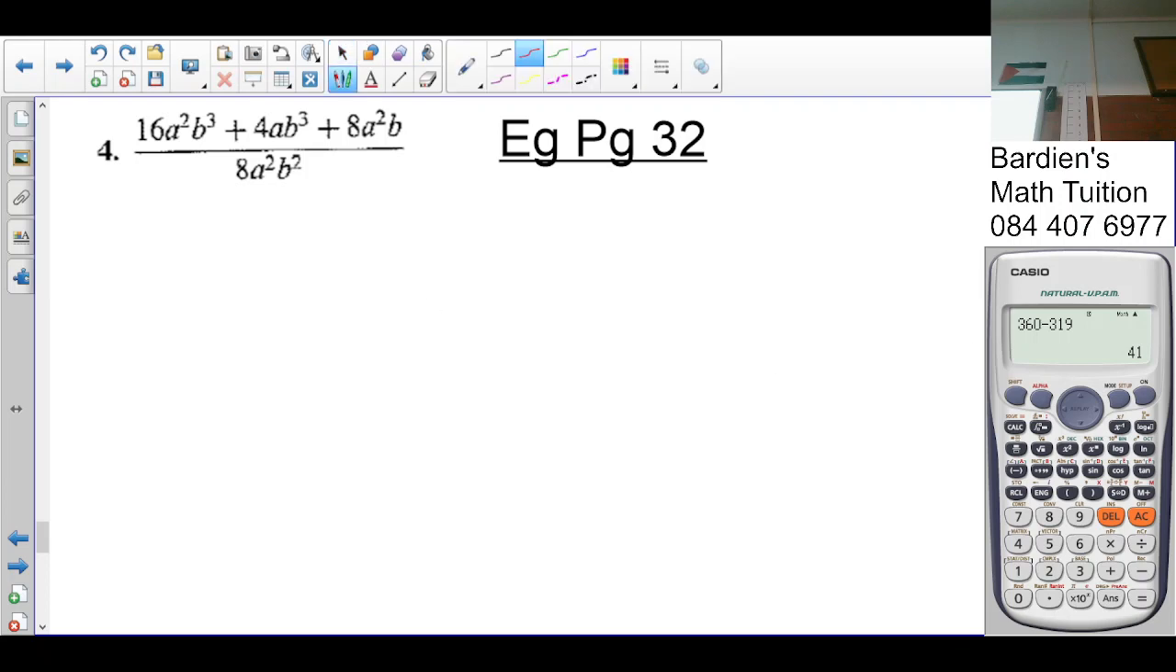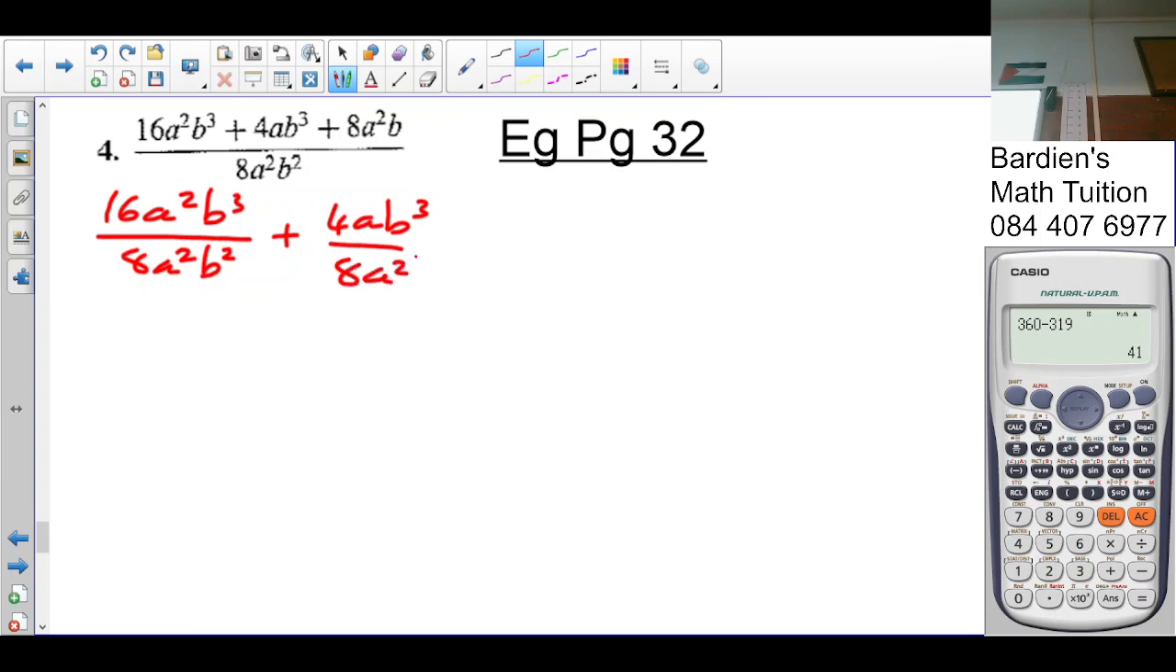Again, we're going to write each one on its own. So 16a squared b cubed over 8a squared b squared, plus 4ab cubed over 8a squared b squared, plus 8a squared b over 8a squared b squared. What's 16 divided by 8? 2. You see the a squared over a squared will cancel. B cubed over b squared? B. B to the 1 more. B. Plus.